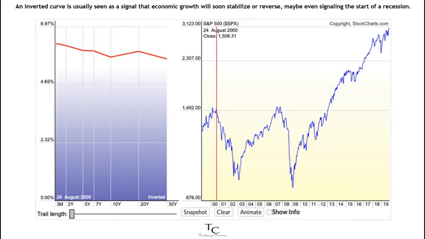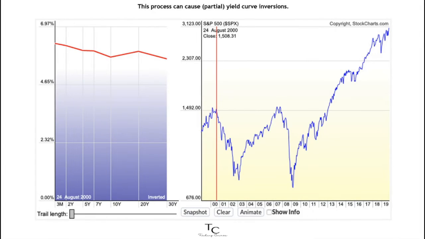An inverted curve is usually seen as a signal that economic growth will soon stabilize or reverse, maybe even signaling the start of a recession. This is caused by investors thinking that the period of economic growth is or will soon be over, making them more likely to accept lower rates before they fall even further. This process can cause partial yield curve inversions.